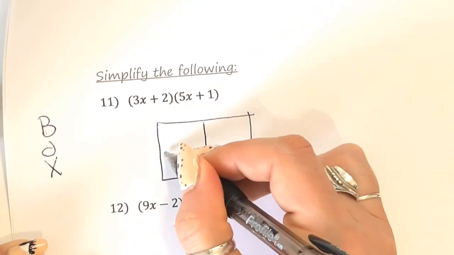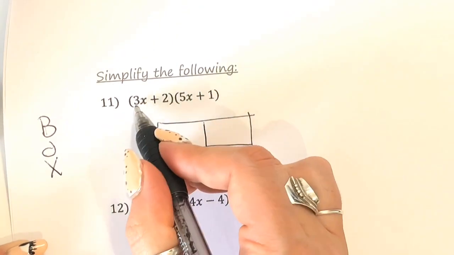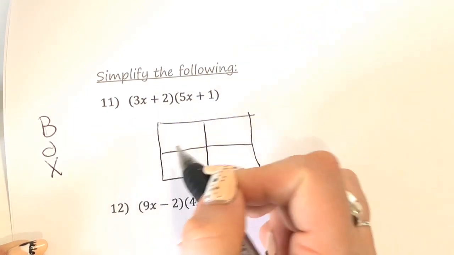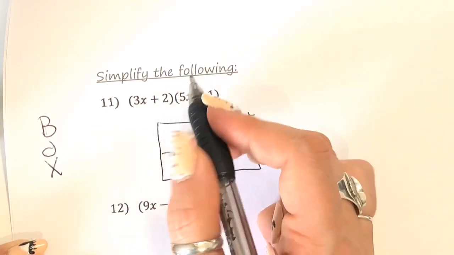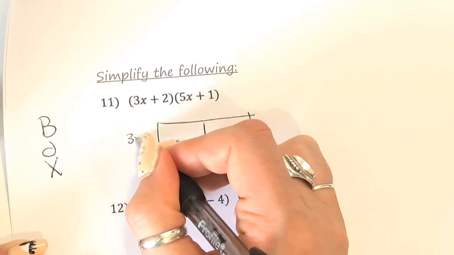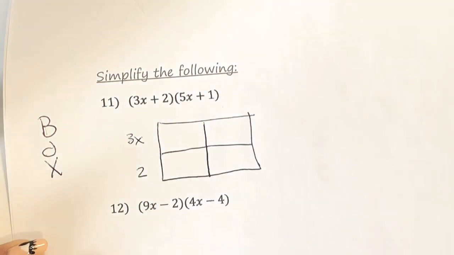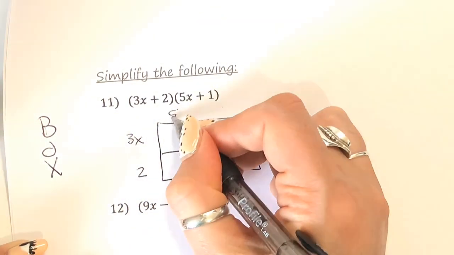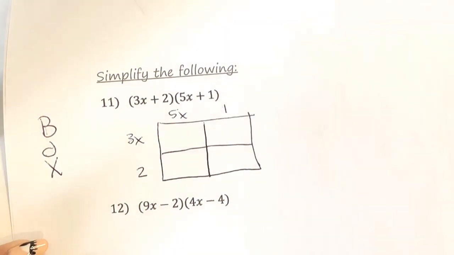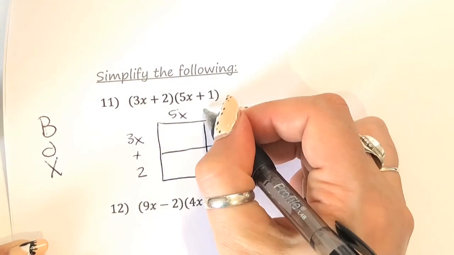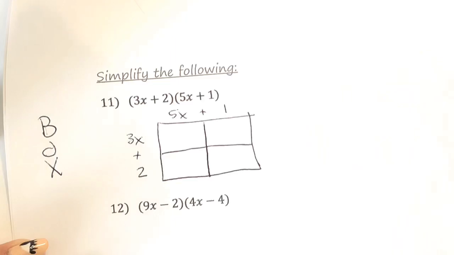So I'm going to do 2 columns and 2 rows. It doesn't matter which one you do is the column versus the row. You just need to keep these two together. So I'm going to do the 3x and the 2 going down. And then let's do the 5x and the 1 along the top. And you can put the little pluses in between if you want. Then this is just kind of a visual way to organize your multiplying.